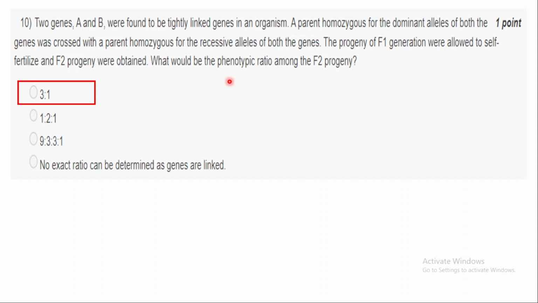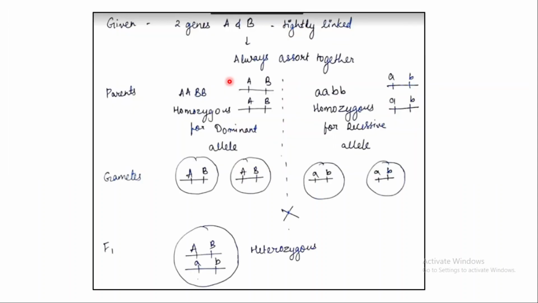Now let me solve. So I have solved this question on pen and paper for you guys myself and uploaded my notebook images. So if you follow it with my cursor, what is given in the question? Given in the question are two genes A and B which are tightly linked. And what do they mean when they say tightly linked? They always assort together. So always A and B will assort together. A and B will inherit together into a gamete. So that is the key to the problem.